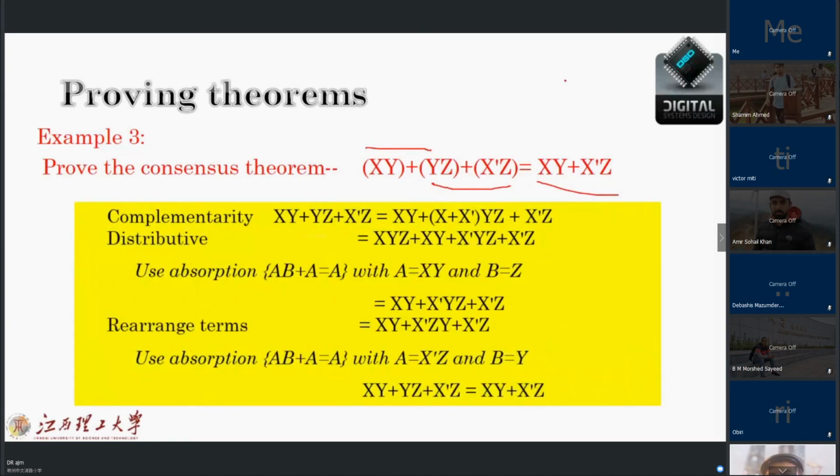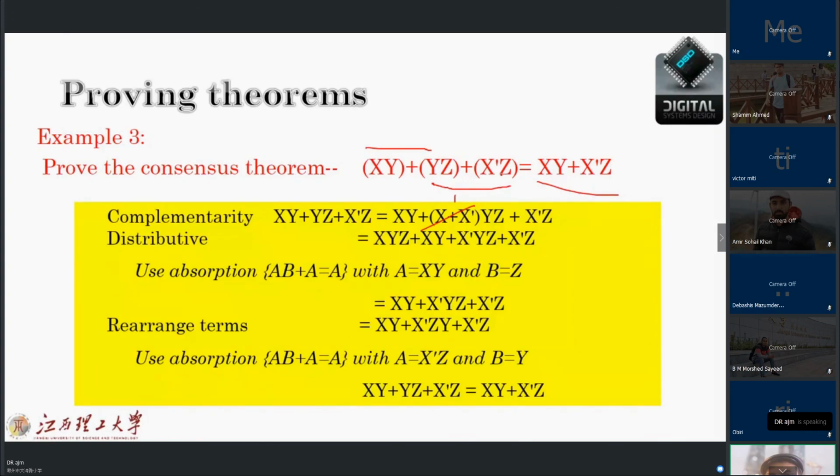For the first part, I can solve this problem in two ways. I can add X plus X bar and then multiply by YZ, because X plus X bar is equal to 1. Then I can distribute the X between them, and with the distribution rule I can see the result. This is one way. Another way is that I can take out one Z from this, then the output is YX or XY plus 1. And then I will see that X1 plus 1 is equal to X1, and X prime Z will remain as the output. Two ways I can have the proof for this.